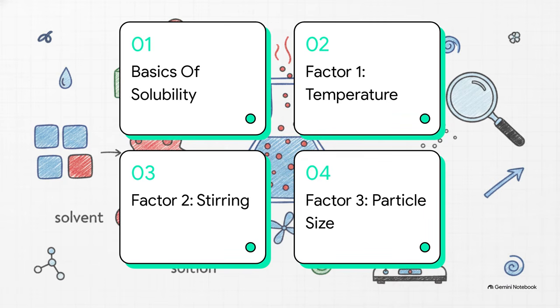Okay, so here's our roadmap for today. First up, we'll cover the basics of solubility. After that, we'll explore the three major factors that control how fast something dissolves. Factor 1 is temperature, Factor 2 is stirring, and Factor 3 is particle size.